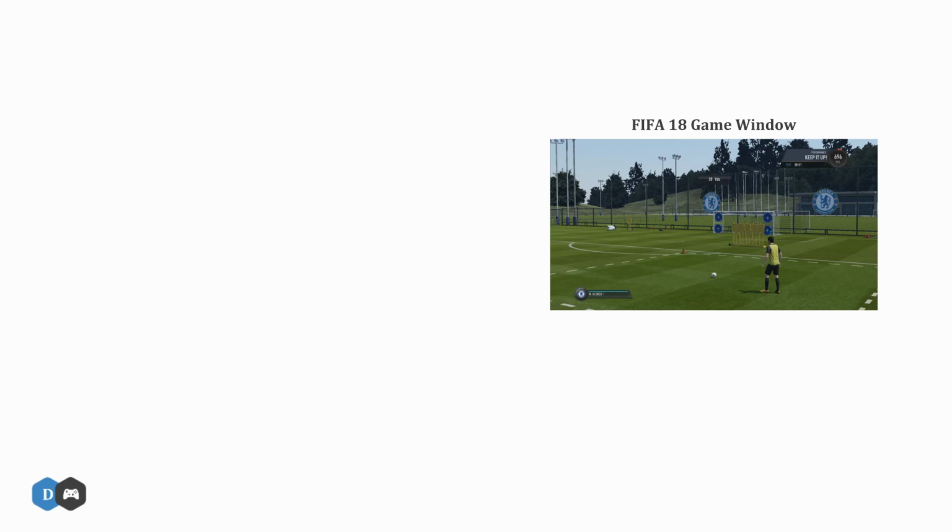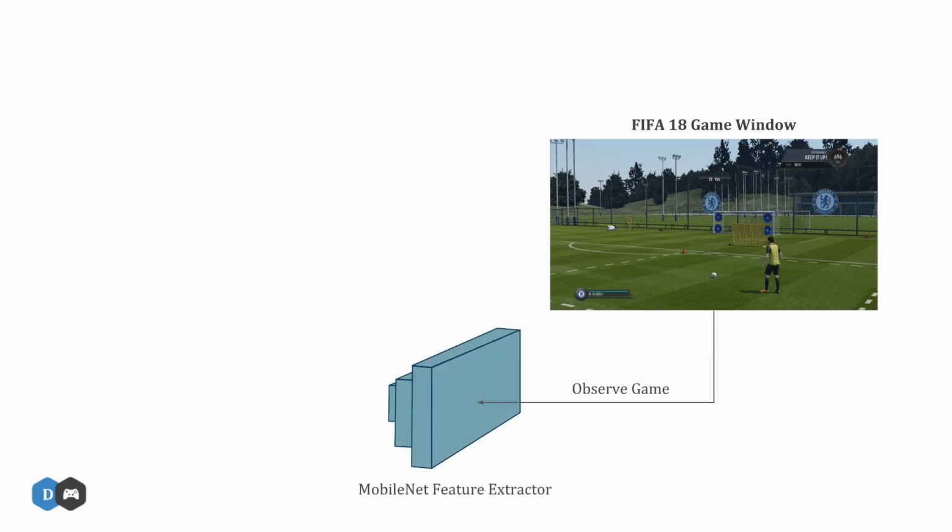We will keep our game running in a full screen window. Next, we'll take a screenshot of this window using Python and feed it to a CNN feature extractor. This is the same neural net used in my original FIFA bot video, which was trained to detect the players, the goal, and the ball. The feature map extracted from this will represent the current state of our game environment.